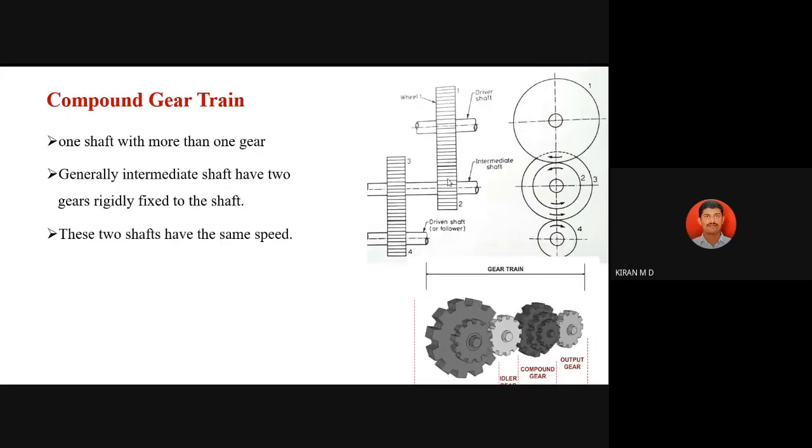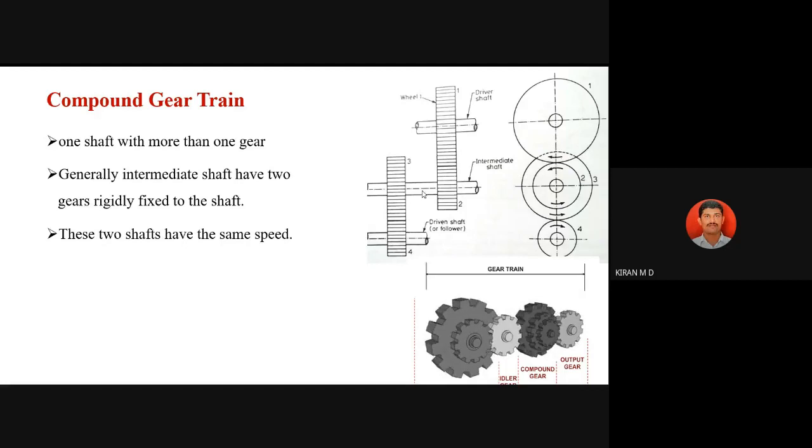In the compound gear train, an intermediate shaft, or any one shaft, consists of two gears. Of those two gears, one gear receives the power and the other delivers the power. See here, why we use this condition: the driver is larger, so the driven is smaller. Whatever the speed of gear 1, when it is transmitted to gear 2, the speed will increase because the diameter of the gear is reduced.